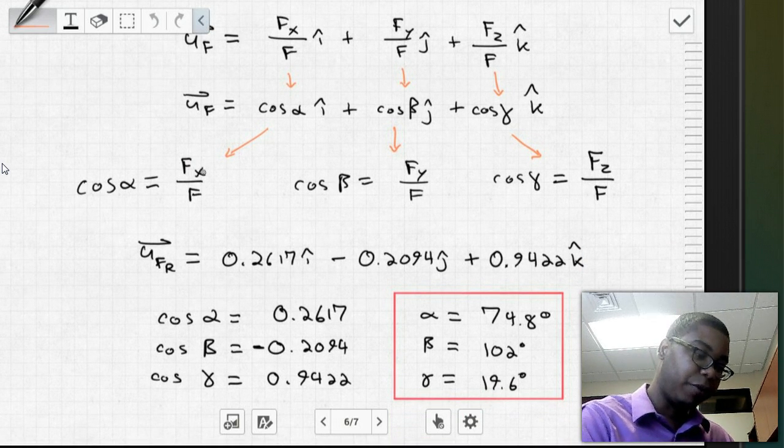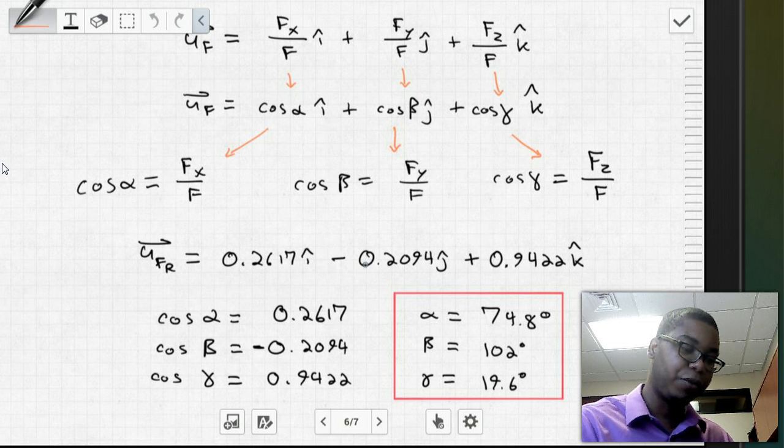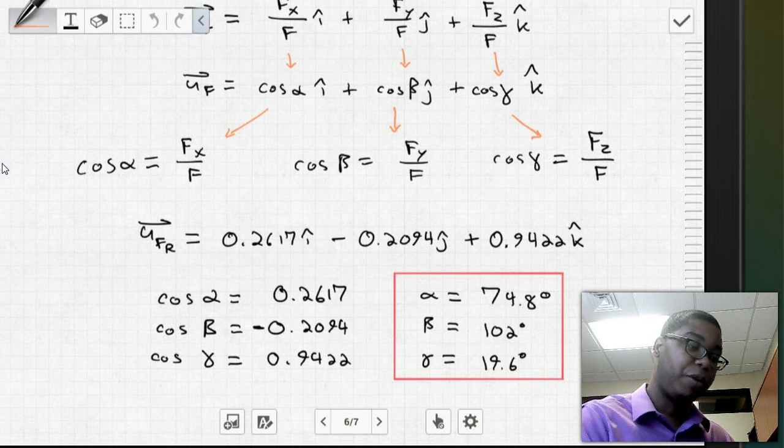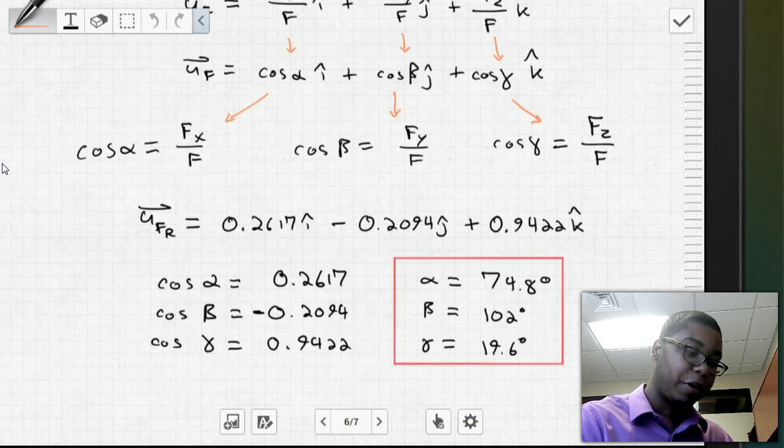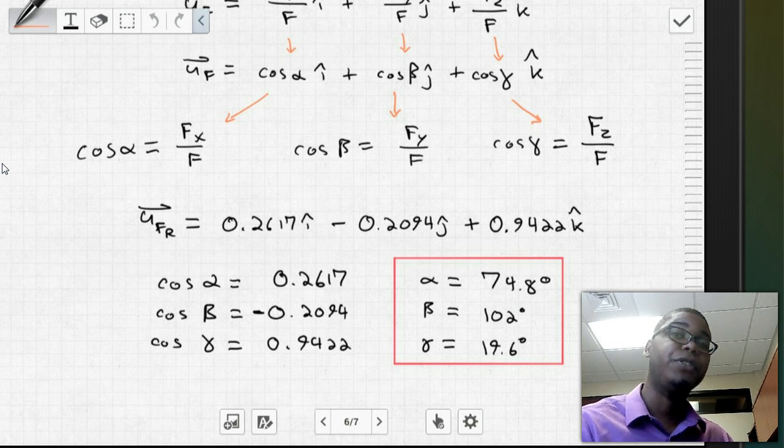So let's do the ratio part: Fx over F, which is 0.2617, Fy over F, which is negative 0.2094j, and then Fz over F, which is 0.9422, right? And then we replace the ratio with the cosine alpha. So now we have cosine alpha is equal to 0.2617, and we make those sides equivalent. And then by simply doing the cosine inverse of each of these, we'll be able to find the associated angles, where alpha is equal to 74.8 degrees, beta is equal to 102 degrees, and gamma is equal to 19.6 degrees.